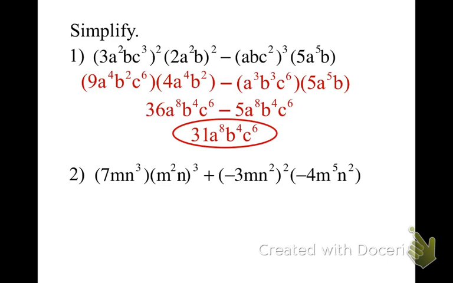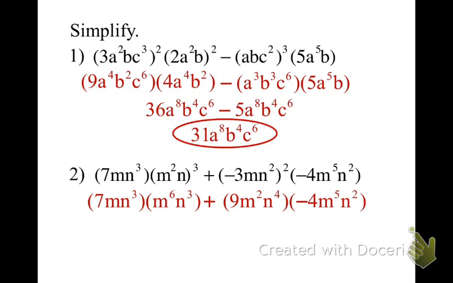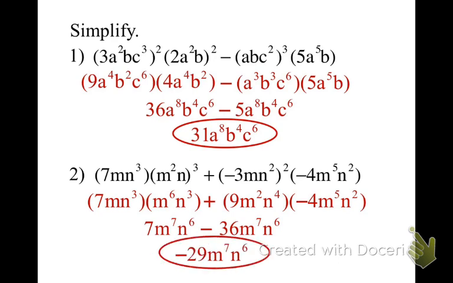Now check your work. The first power to a power looks like this. Now when I combine them, when I multiply them, I'm really just adding my exponents. So we have 7m to the 7th. Remember, there's 1 here. Don't forget about that. N to the 6th plus negative 36, or I guess it would be minus 36, m to the 7th, n to the 6th. And now, combine like terms, and there we go.